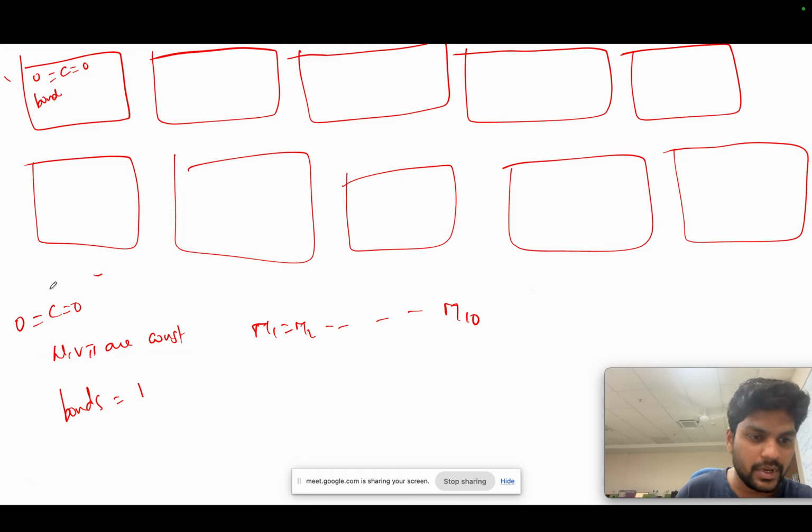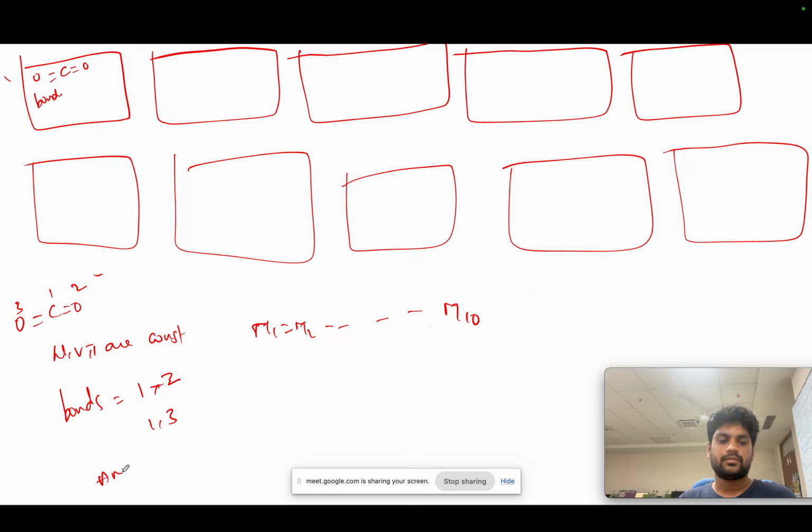So now I am calling it as 1, 2, 3 atoms. So now bonds will be 1 comma 2 and 1 comma 3, and the angle will be 3 comma 1 comma 2 or 2 comma 1 comma 3. You don't need to mention two times here. Also 1 comma 2 is nothing but 2 comma 1. You need to mention only once, you don't need to mention two times. Okay, so I am not mentioning this one.